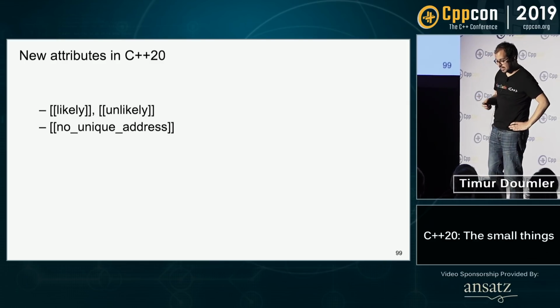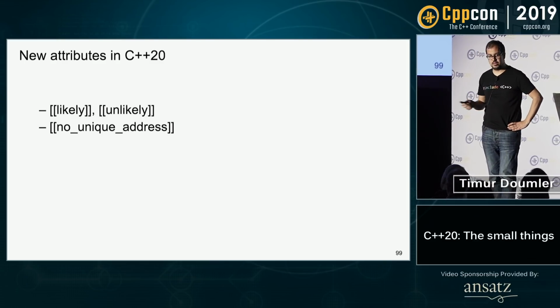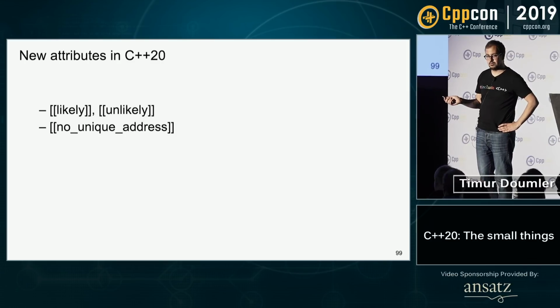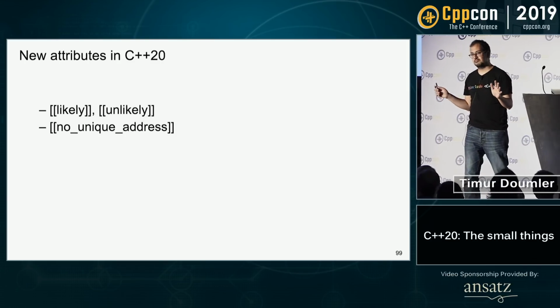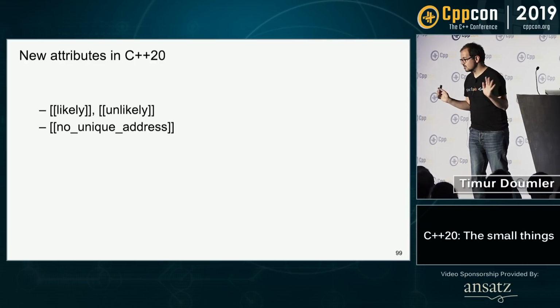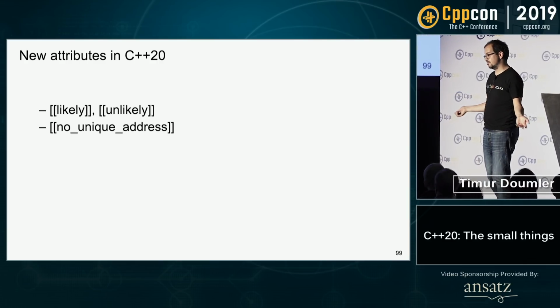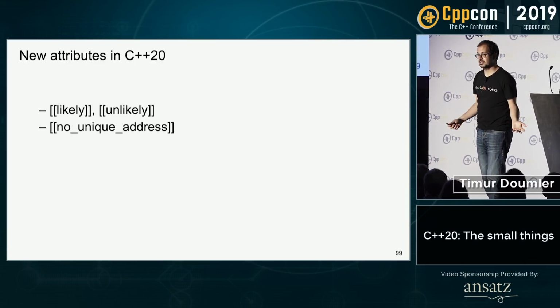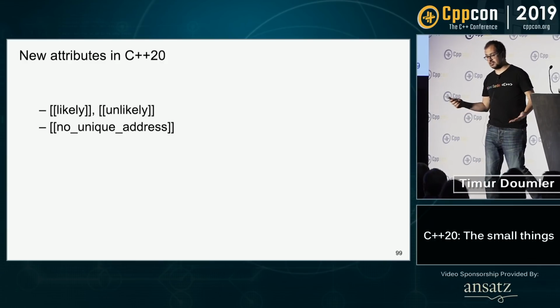So in C++20, we have this attribute no unique address where you can tell the compiler, well, this is an empty class member, so you know what? It doesn't have to have its own unique address. So then you basically get the empty base class optimization, but as an empty member optimization, right? So this is really cool.